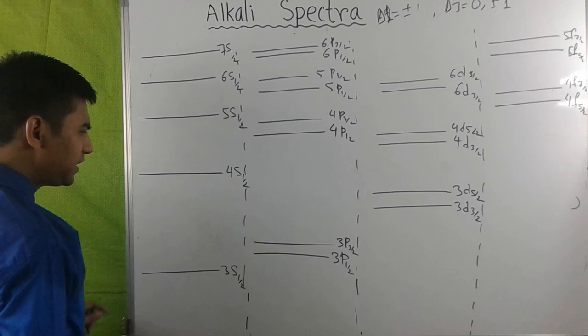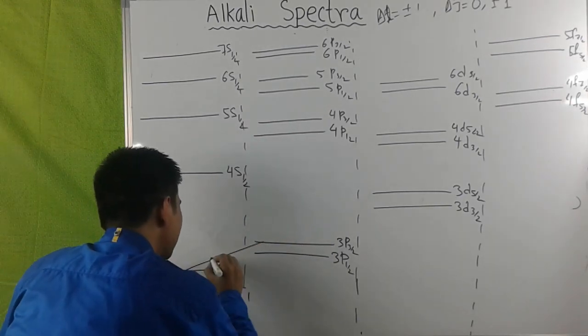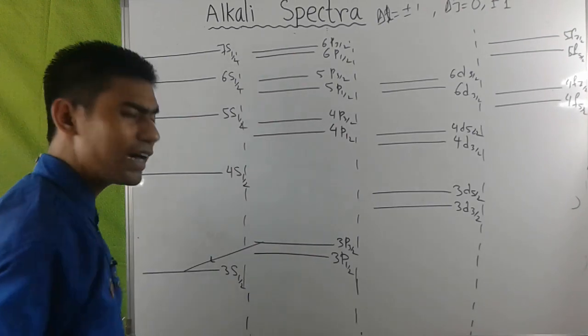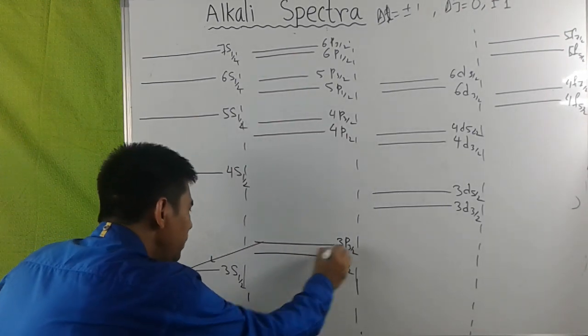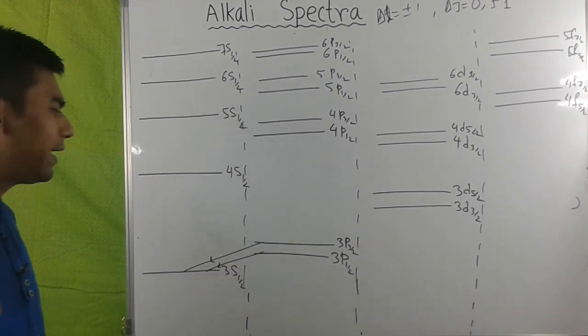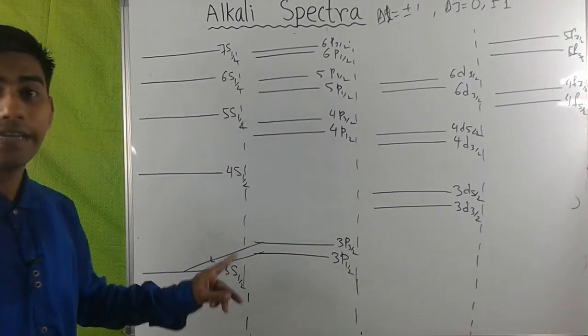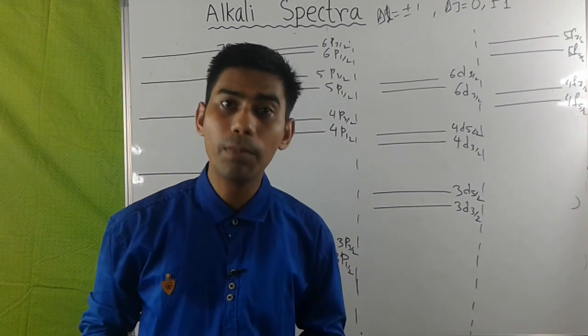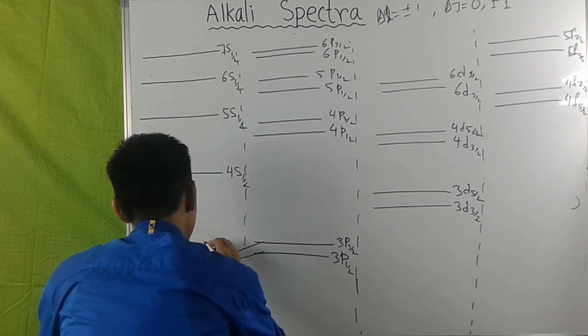Now the transition from the 3p 3/2 level to the 3s 1/2 level gives rise to a spectral line, and the transition from the 3p 1/2 level to the 3s 1/2 level also gives rise to a spectral line. These two transitions give rise to the lines of the principal series. Okay, so this is the principal series.